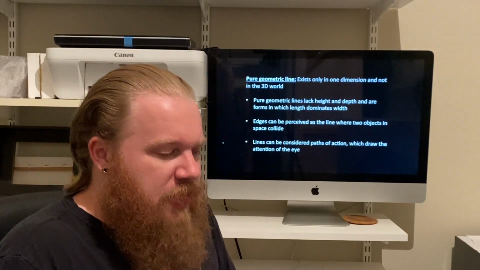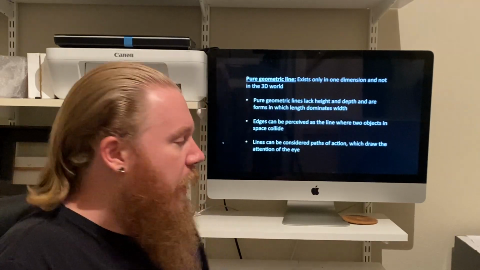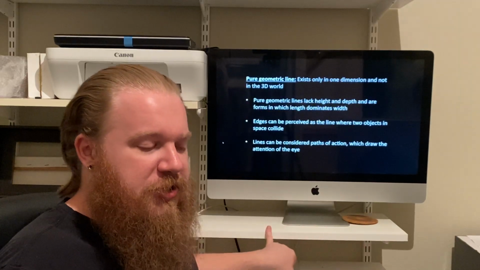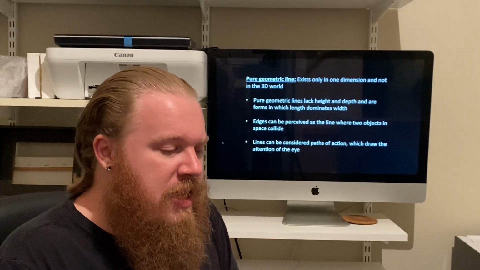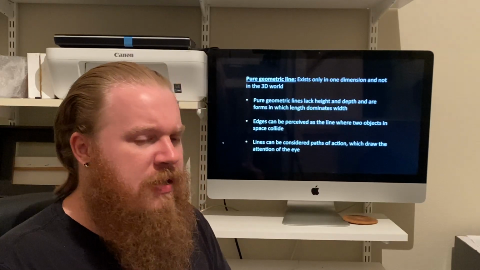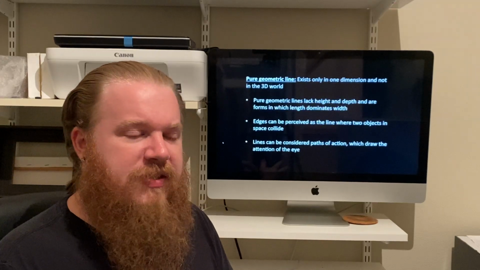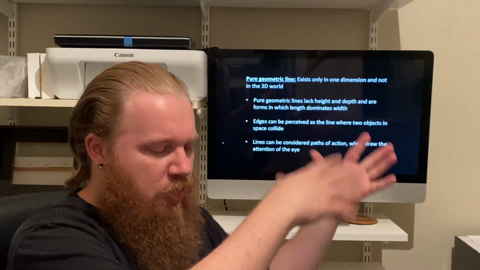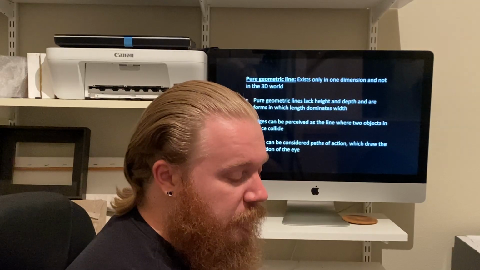So, edges, in that regard, can be perceived as lines where objects in space collide, such as the line on the desk here. However, this is still not purely geometric. So, lines can also be considered paths of action, which act to draw the attention of the eye, and so we'll see how that plays out in a lot of artwork throughout the semester as well. So, a line, for instance, can draw our attention across a picture plane or through it, or in all kinds of different things, in different ways. So, we'll see examples of that a little bit later on as well.